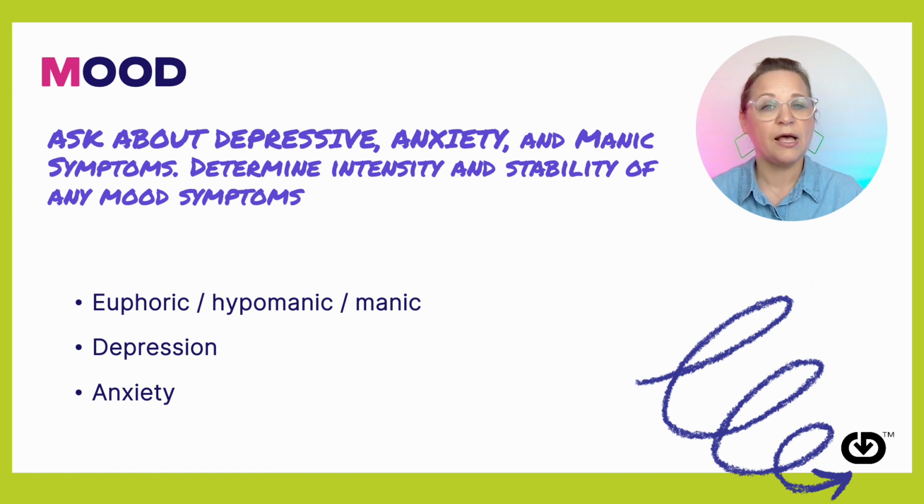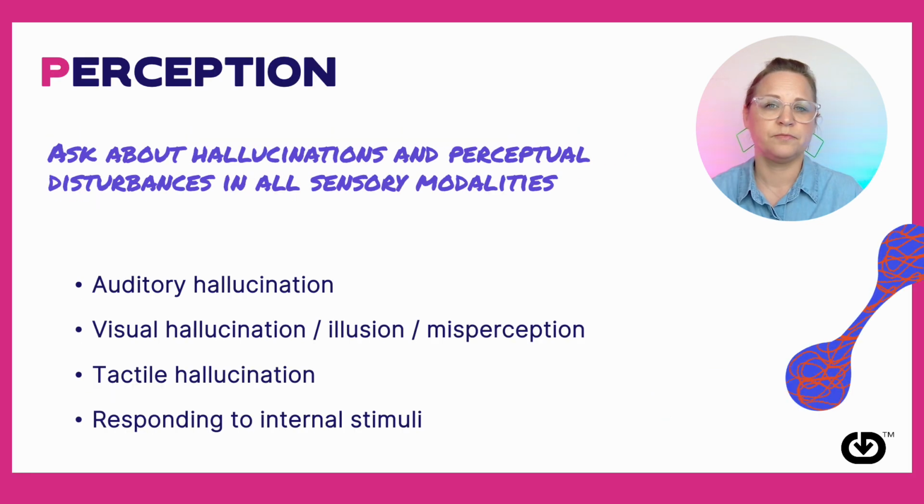They may feel depressed with a very low mood, or they may feel anxious and worried. Then we want to look at the patient's perception. We're going to ask about their perception of the world around them. We're noting any hallucinations or perceptual disturbances that the patient might have.